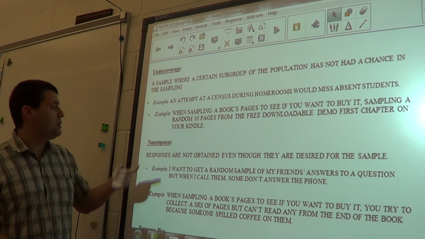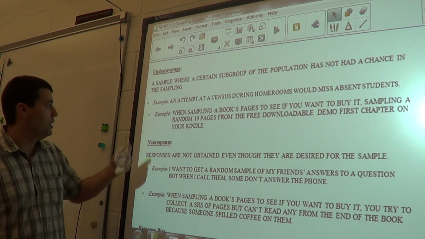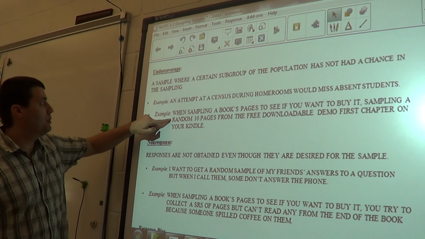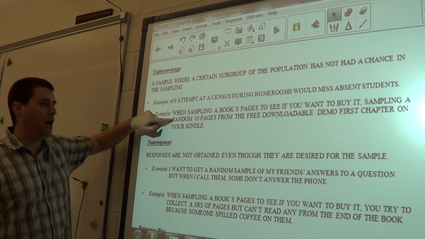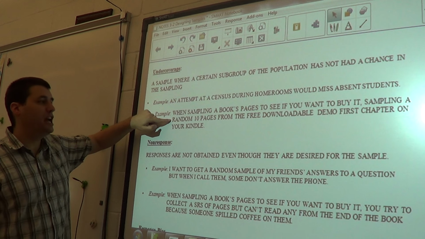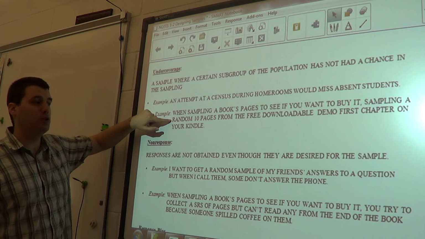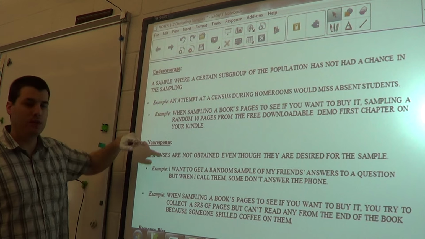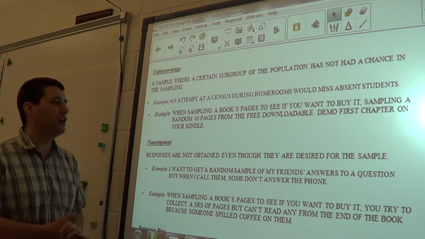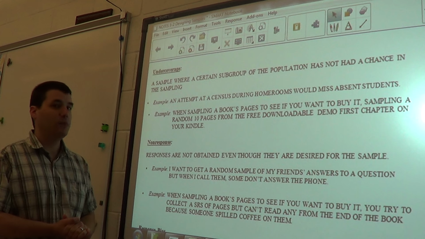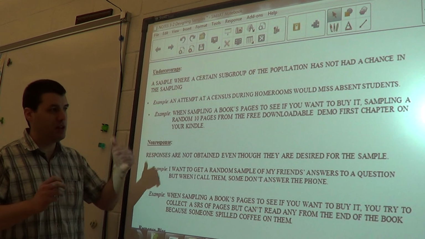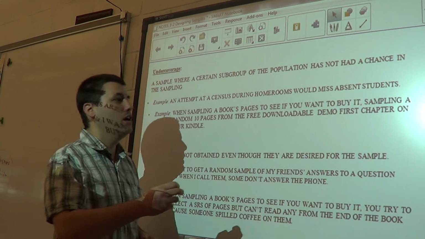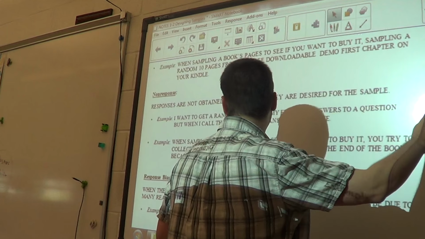I do realize that I missed an example, so I'm just going back over it. My book example from undercoverage was when sampling a book's pages to see if you want to buy it, you sample a random 10 pages from the free downloadable demo that you can get on your Kindle. If you have a Kindle or any kind of e-reader, often you can look at a sample, and you usually see the first chapter. So that's undercoverage, because I'm not seeing any of the others, right? The flaw is in the design itself.